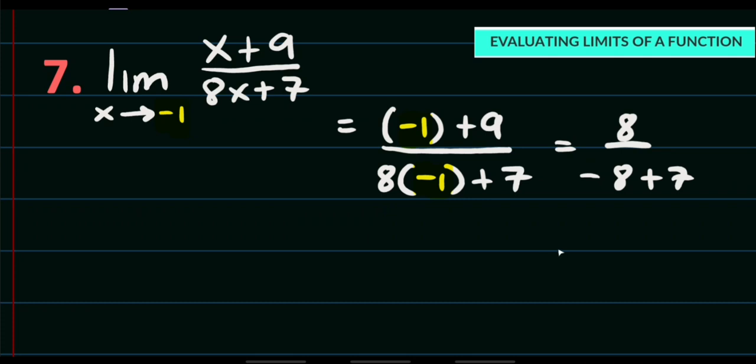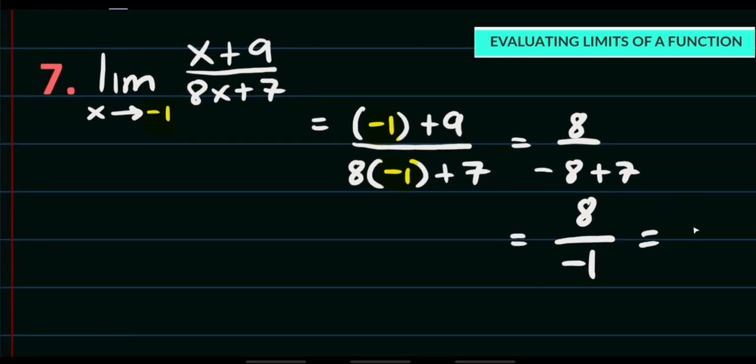So let's simplify this one. Copy the numerator 8. Now let's simplify the denominator. Negative 8 plus 7 is equal to negative 1. So meaning, the answer right now is 8 all over negative 1 or simply negative 8. Alright, so this is our final answer.